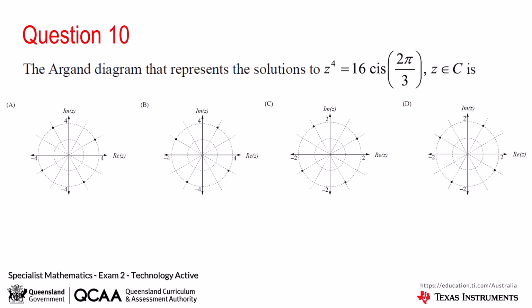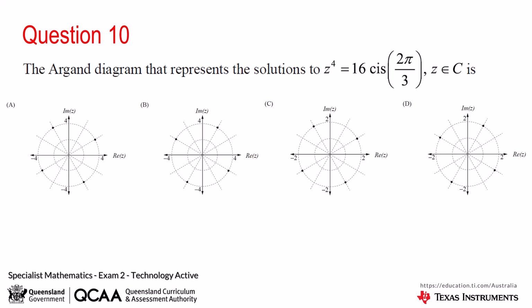What we can do here is let z equal r cis theta and substitute that into the equation. If we do that, we can say that r to the power of 4 cis 4 theta equals 16 cis 2 pi on 3. By equating the moduli, r to the power of 4 equals 16, and therefore r is equal to 2. Have a look at those four alternatives. We can now disregard alternative A, and we can disregard alternative B. So our two alternatives are either C or D.